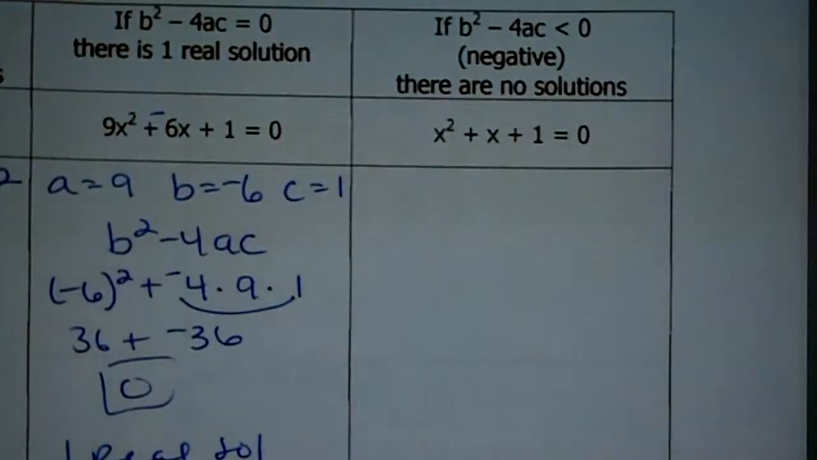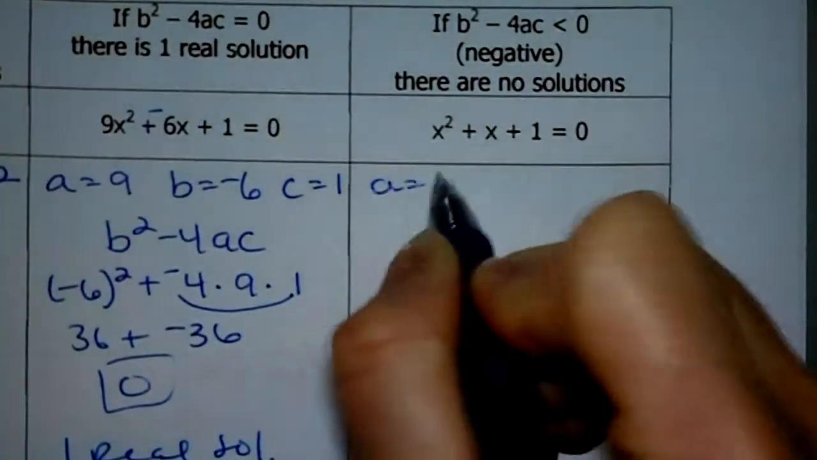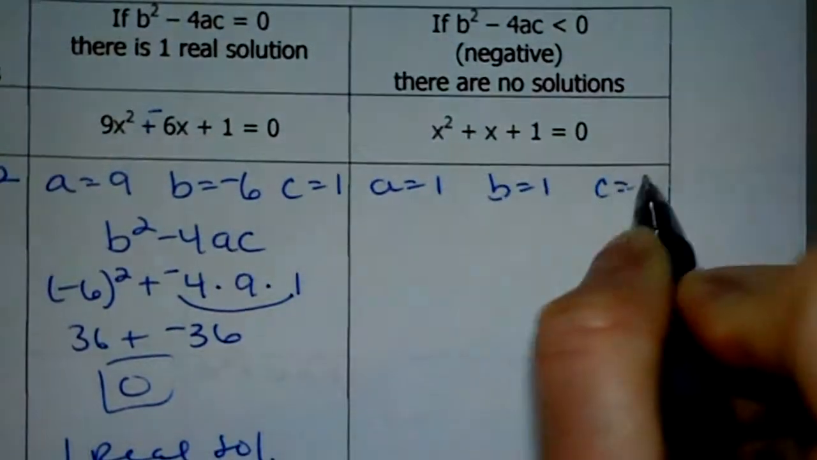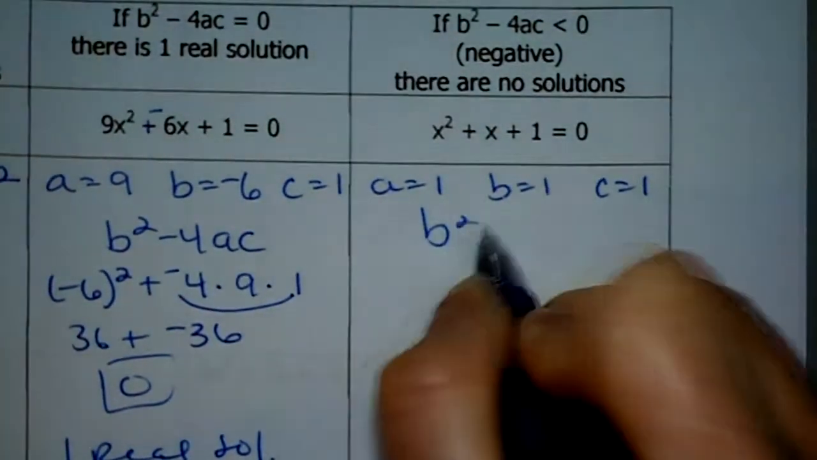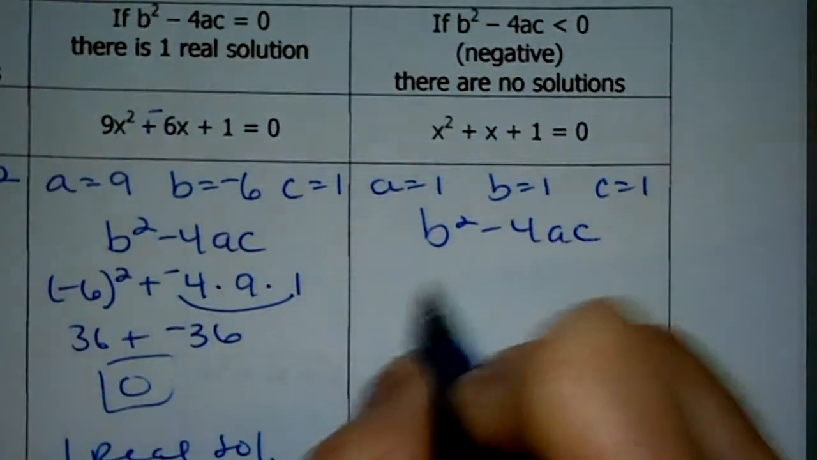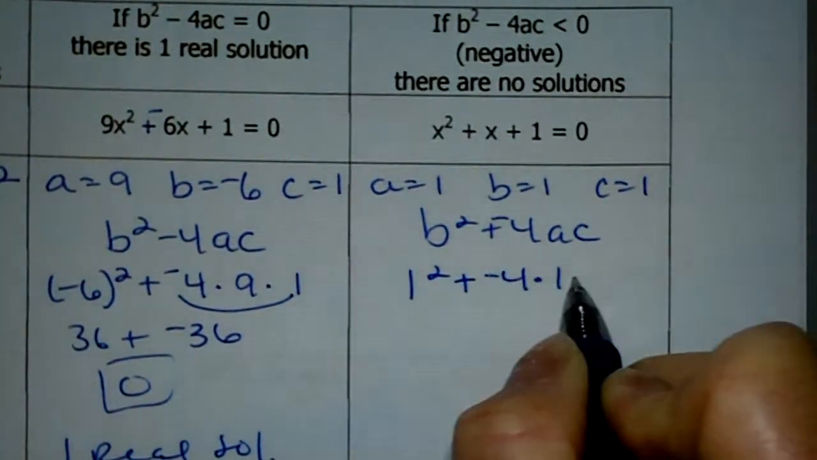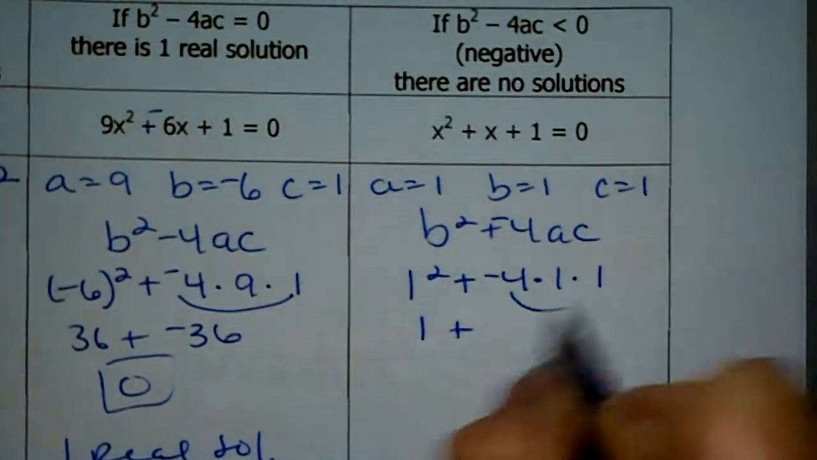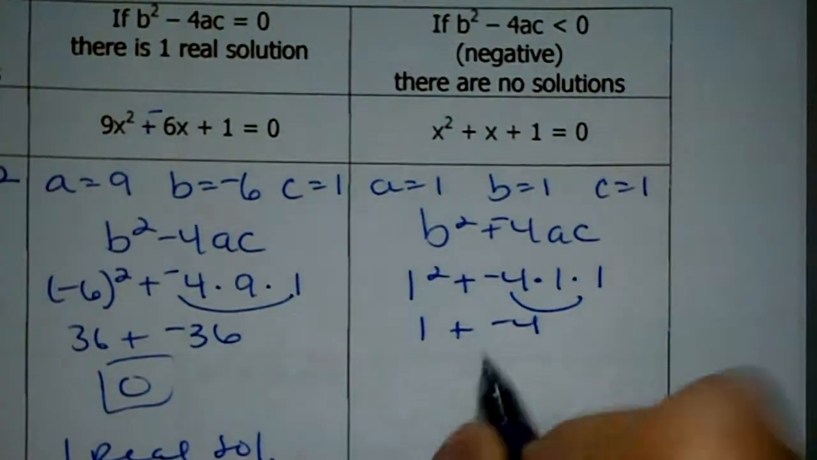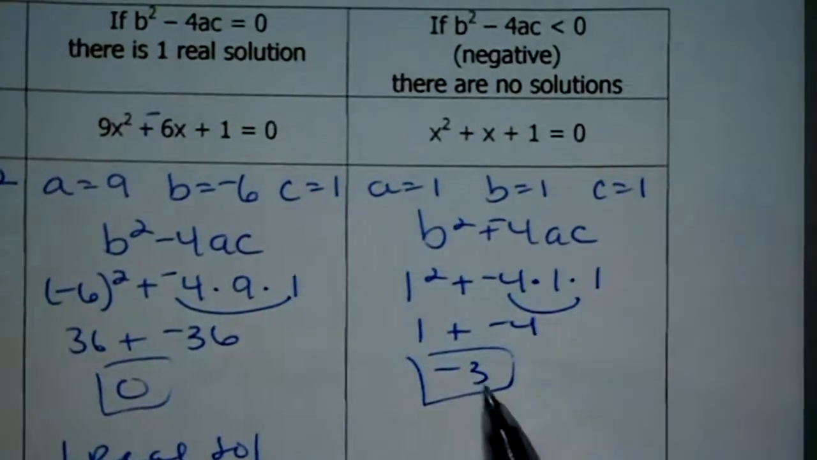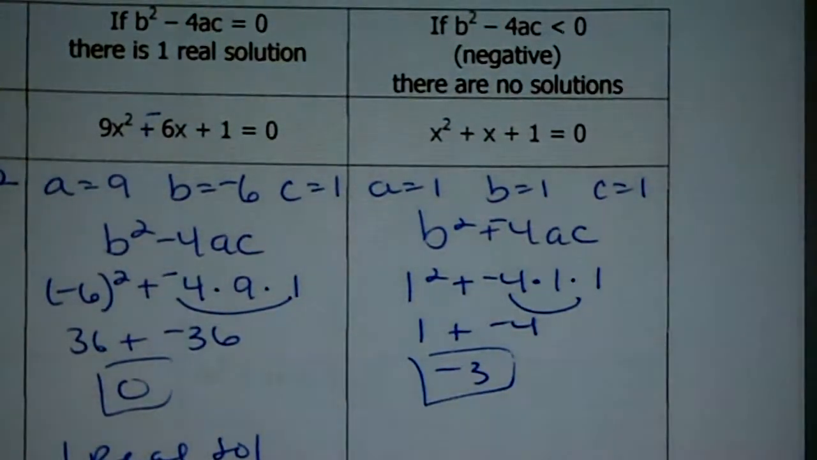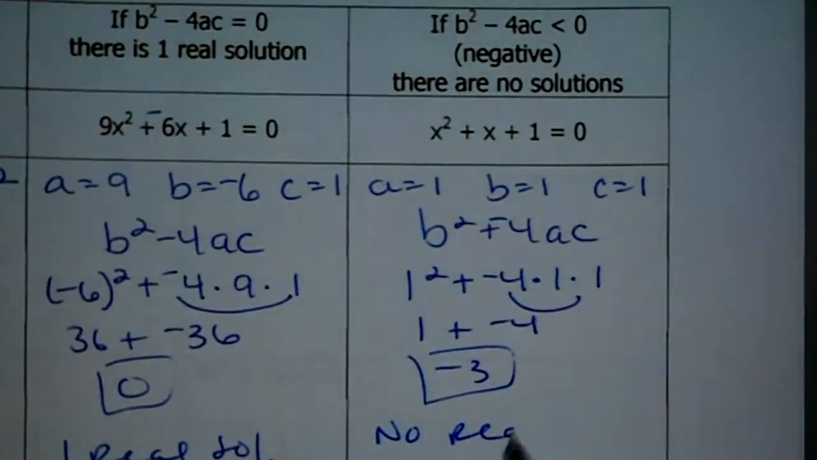All right, now how to recognize if you're going to have no real solutions. Identify your A, your B, your C. Plug it into b squared minus 4ac. So I have 1 squared, and I'll change this to plus negative 4 times 1 times 1. So 1 plus negative 4 is negative 3. If you get a negative amount for your discriminant, you're supposed to take the square root of that in the formula. It's not possible, so this would be no real solutions.